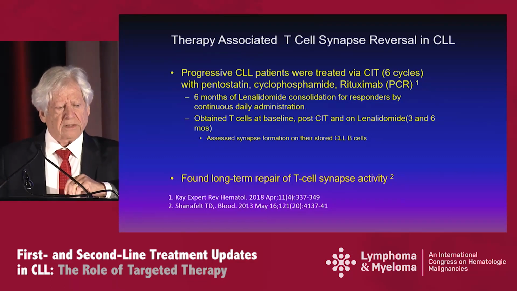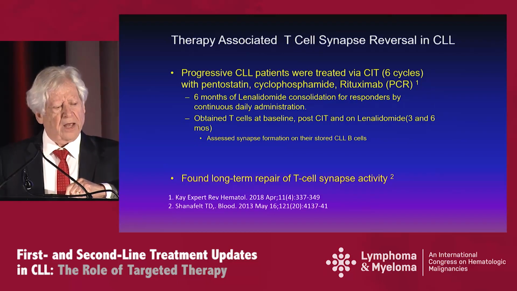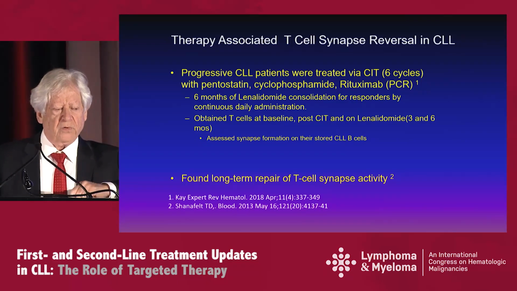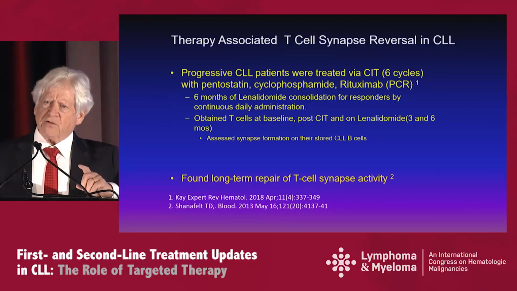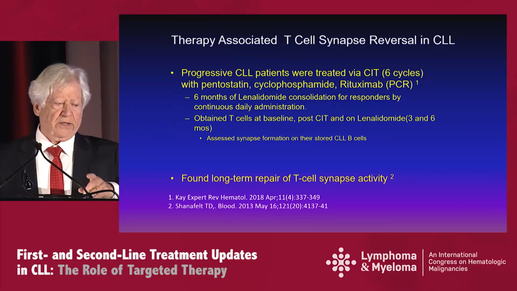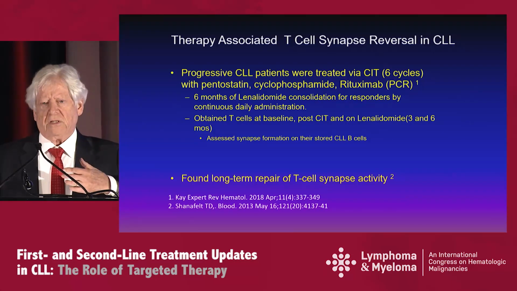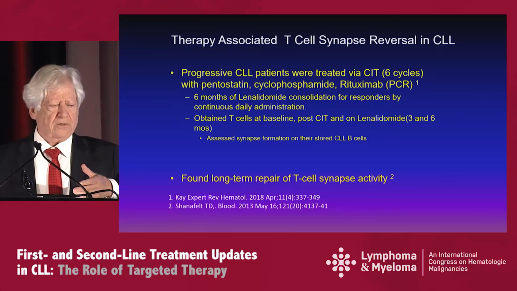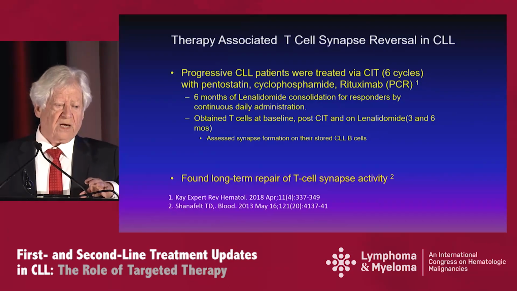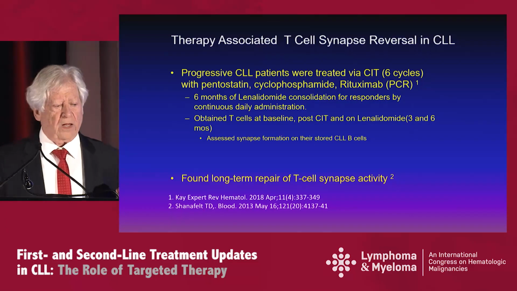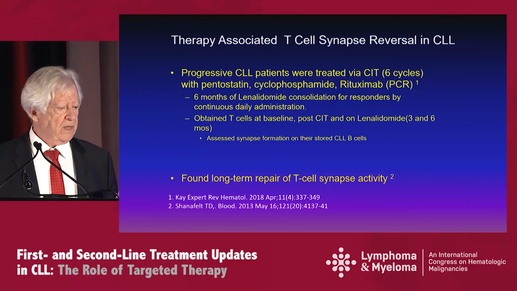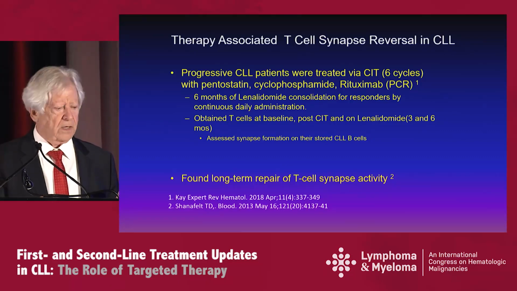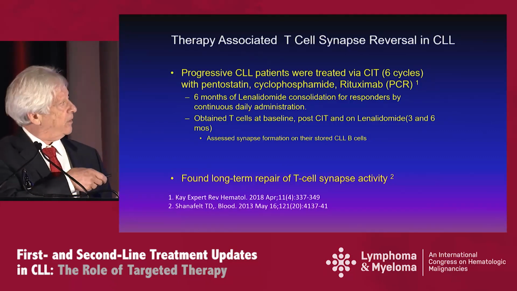So a few years ago, we conducted a trial where progressive patients were treated with CIT using pentostatin, cyclophosphamide, and rituximab. This is followed in the responders by 6 months of lenalidomide, and this is daily administration at 2.5 to 5 mg. We then obtained T cells at baseline, following CIT, and at 2 time points while patients were on lenalidomide and assessed synapse formation. We actually found long-term repair of the synapse activity, and I'm going to show you that in the next slide.